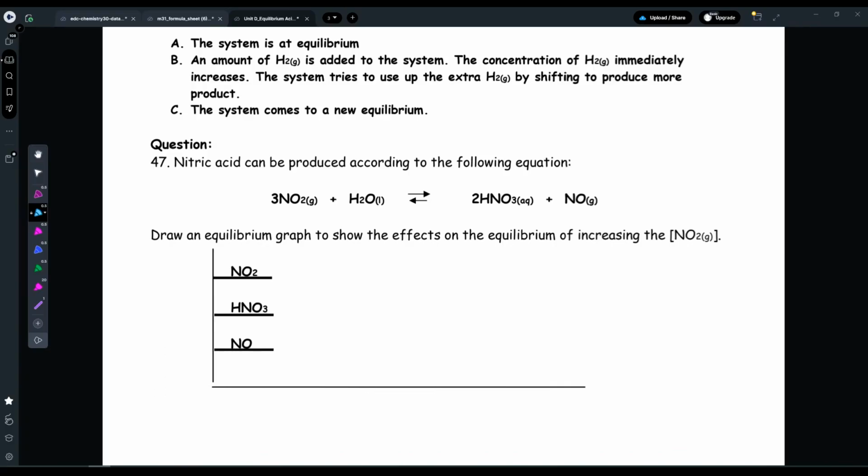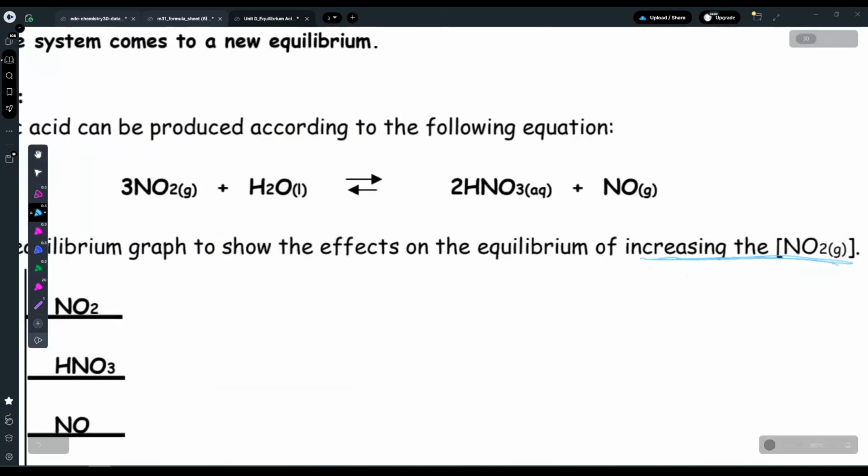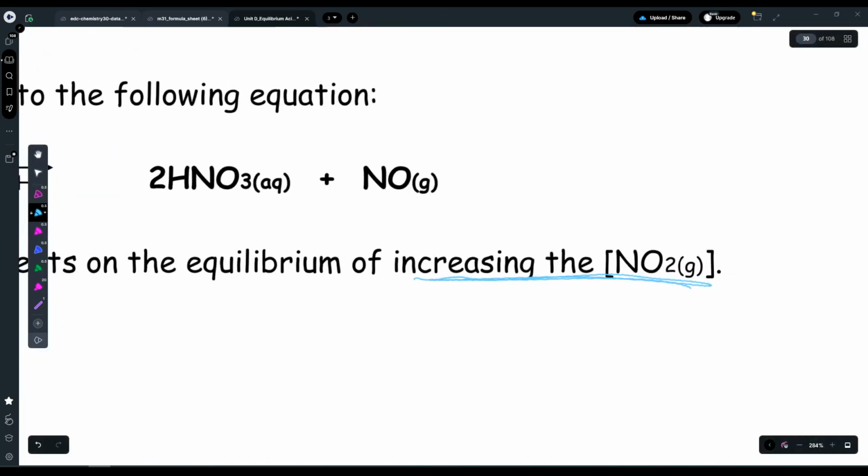Now, I did want to go over this question together. So we have this system given to us here, and we're asked to draw an equilibrium graph to show the effects on the equilibrium of increasing the concentration of nitrogen dioxide. Because we are increasing the concentration, when we show the stress being applied, there's only going to be one line that has the sudden change.